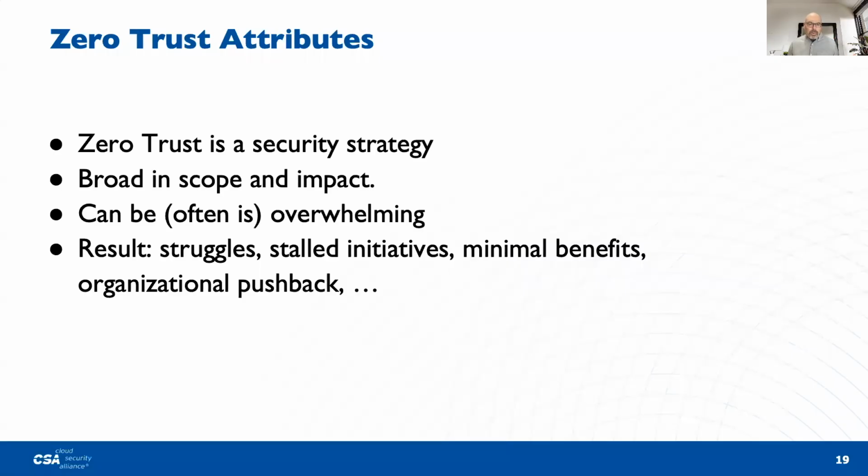The thing about zero trust, of course, is as a security strategy, it by definition is broad in scope. It encompasses pretty much everything that your organization does that's digital these days. So it is very complicated and it can be overwhelming. And if you don't approach zero trust, I would say properly and incrementally, you can really struggle. You can end up with an initiative that gets stalled, that only delivers minimal or very tactical benefits, and you can end up with organizational pushback and other bad outcomes.